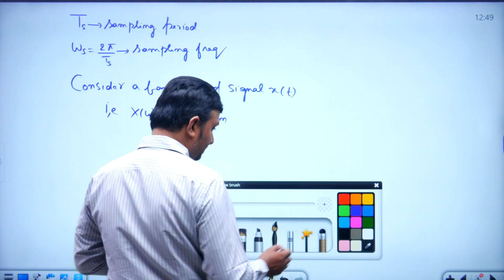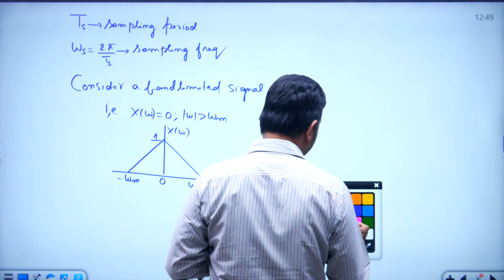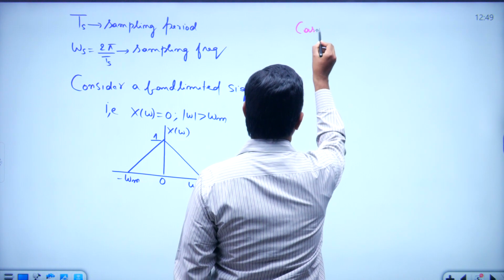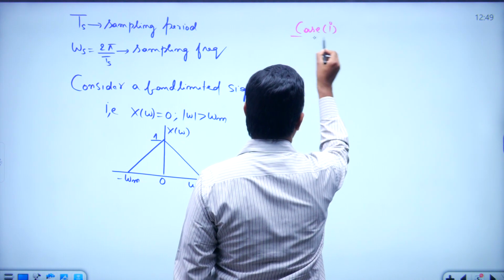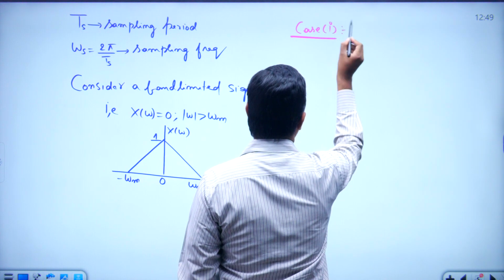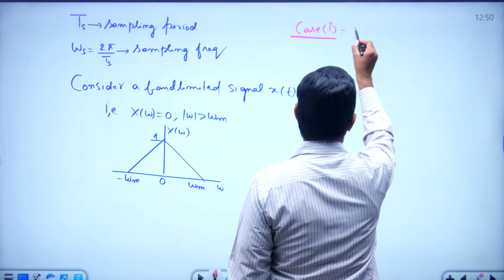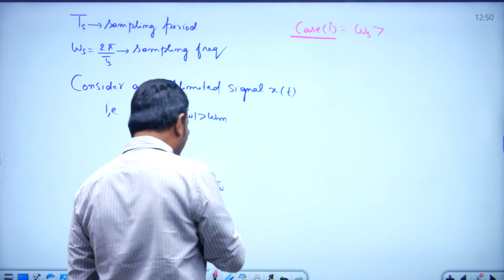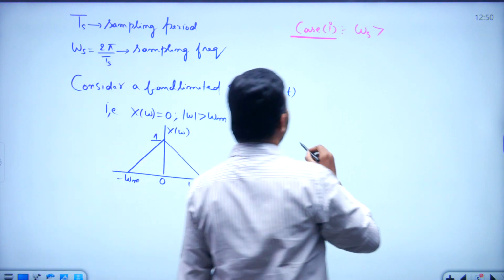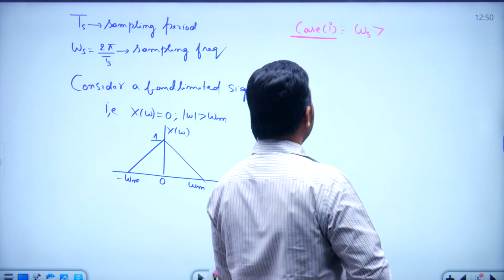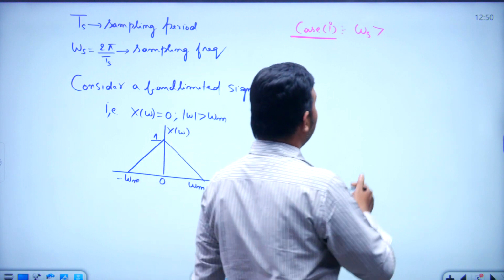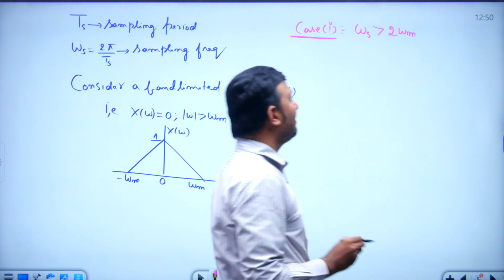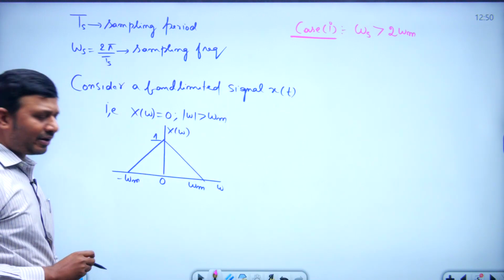Now case 1 is, what happens if I consider my sampling frequency omega s such that it is greater than twice the highest frequency component present in the signal? Whether I can reconstruct or not, we will see.